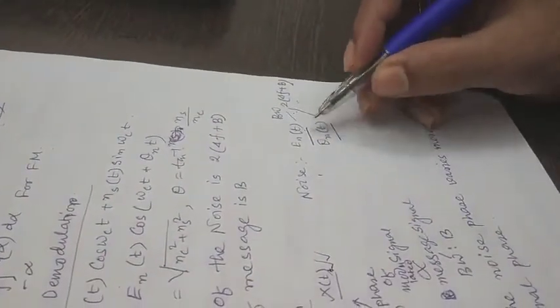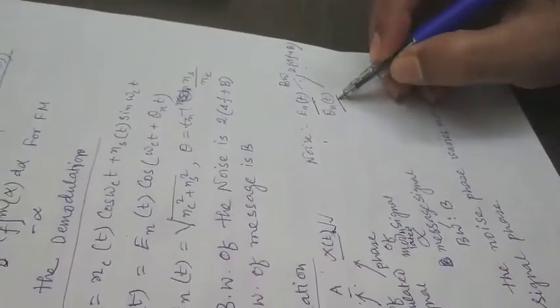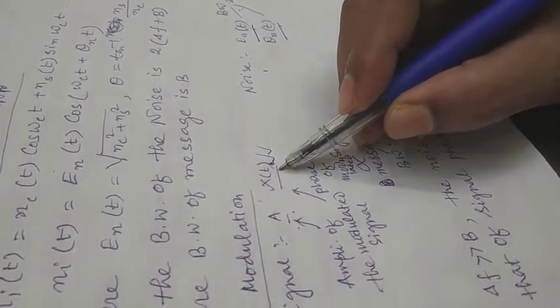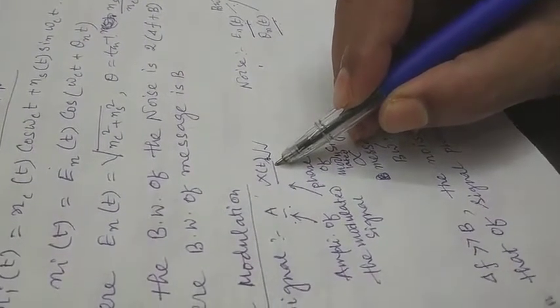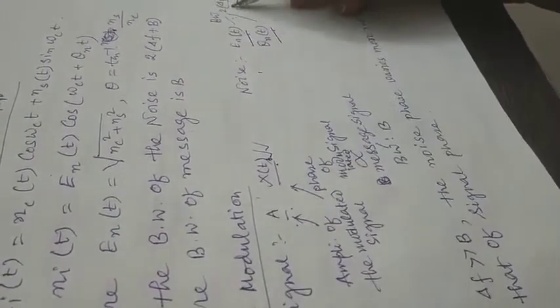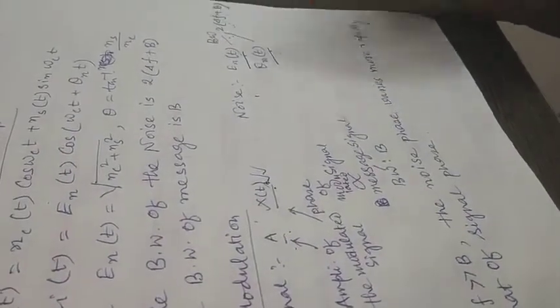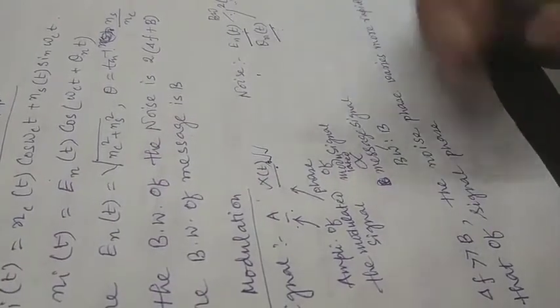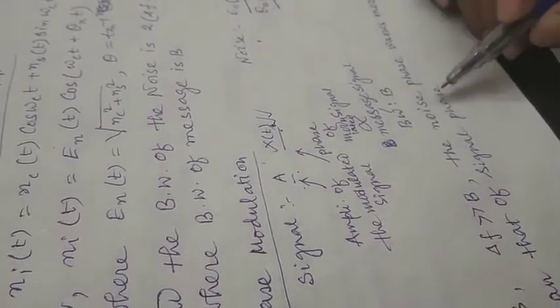Therefore, E_n(t) or theta_n(t) varies very rapidly compared to psi(t), because the psi(t) bandwidth is B hertz. Here the bandwidth is 2 into delta f plus B, where delta f is very much higher than B for wideband spectrum. So this you should always keep in mind in angle modulation, that noise phase varies more rapidly than signal phase.